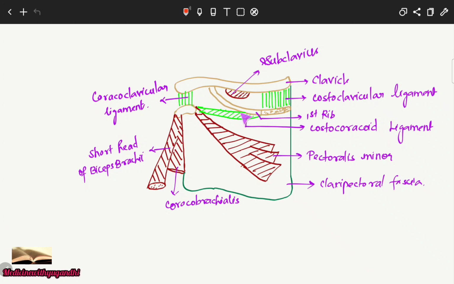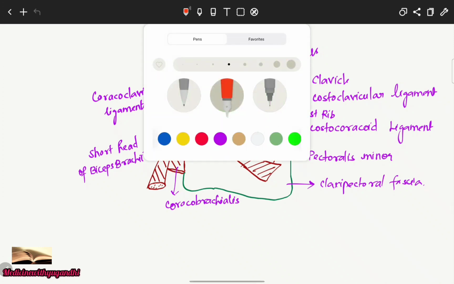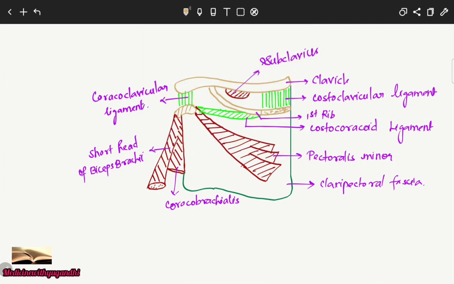So the upper portion of the clavipectoral fascia extends from the costal cartilage to the coracoid process. You might have learned the coracoid process in the scapula. So this portion is the coracoid process. The upper portion of the clavipectoral fascia extending from the costal cartilage to the coracoid process is called the costocoracoid ligament. Then you can see here the pectoralis minor muscle, which was enclosed by the two lamina of the clavipectoral fascia. Then this entire portion is the clavipectoral fascia.